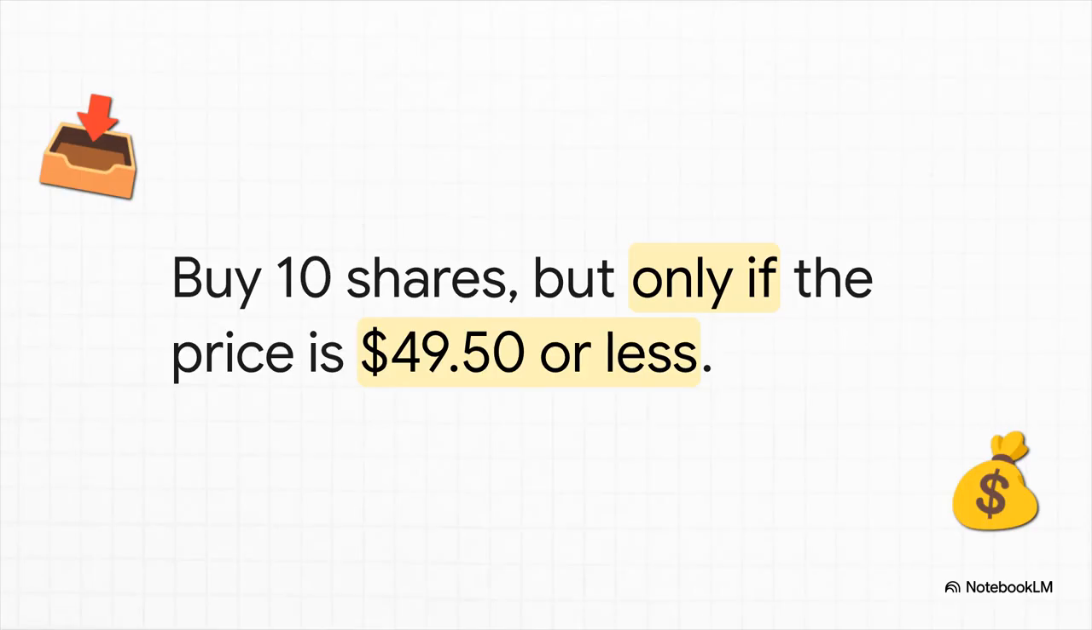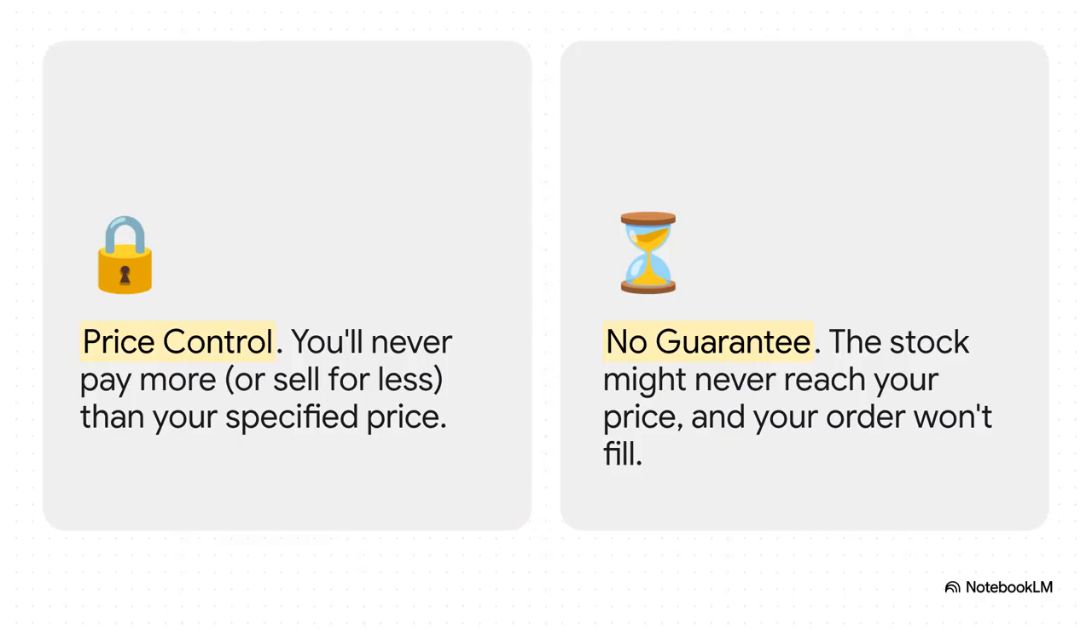Using a limit order, you can send out an instruction that says, I'd love to buy 10 shares of Innovate Corp, but I refuse to pay a penny over $49.50. And then your order just sits there, patiently waiting for the market price to drop to your level or even lower. And here you see the exact opposite trade-off of the market order. The pro is fantastic. You have total control over the price. But the con is just as big. There's absolutely no guarantee that your trade will ever happen. If Innovate Corp stock never dips down to $49.50, your order will just expire, unfilled.